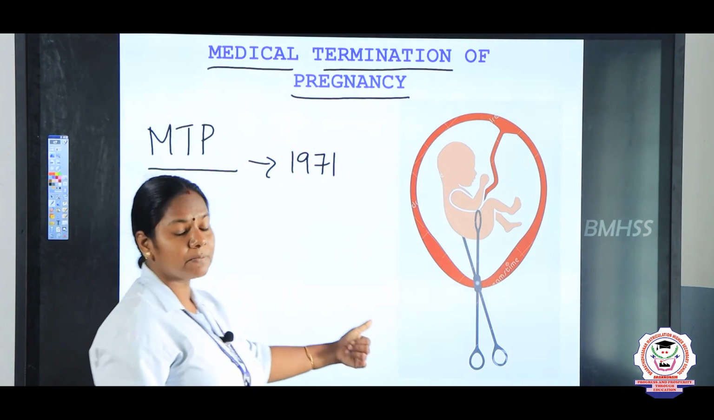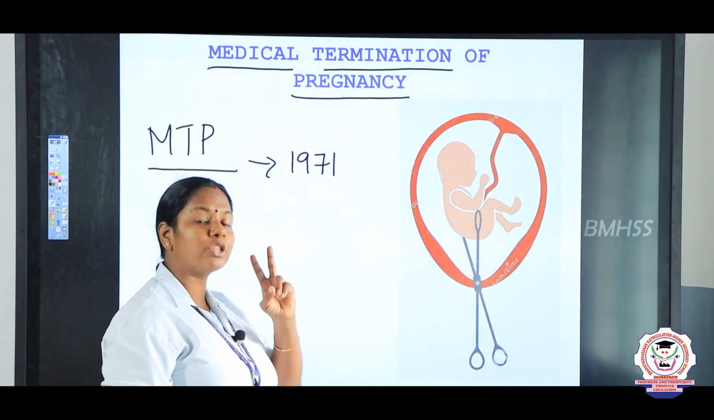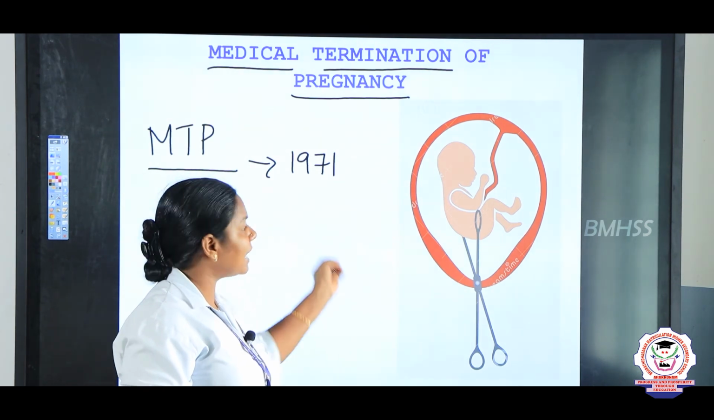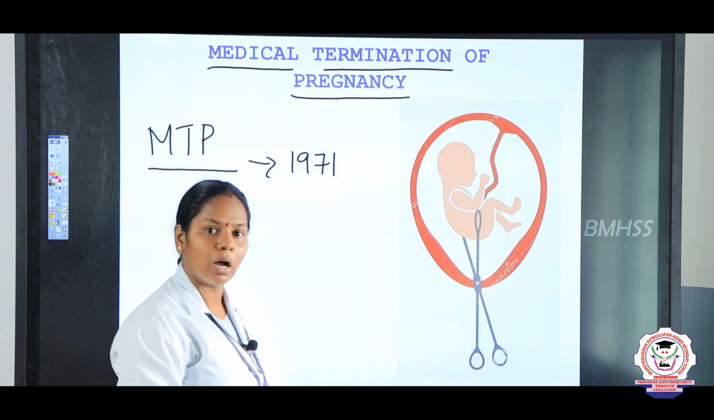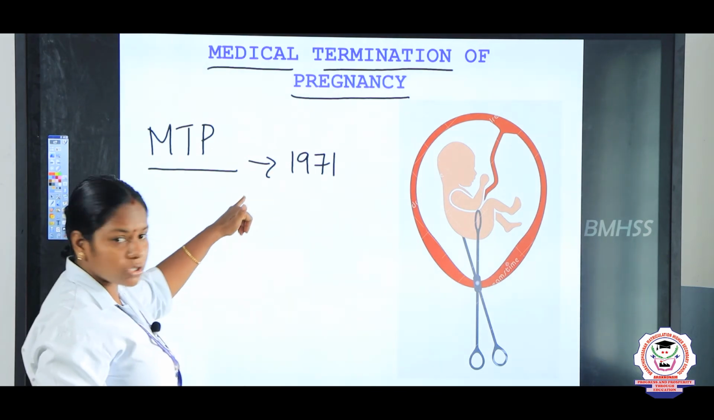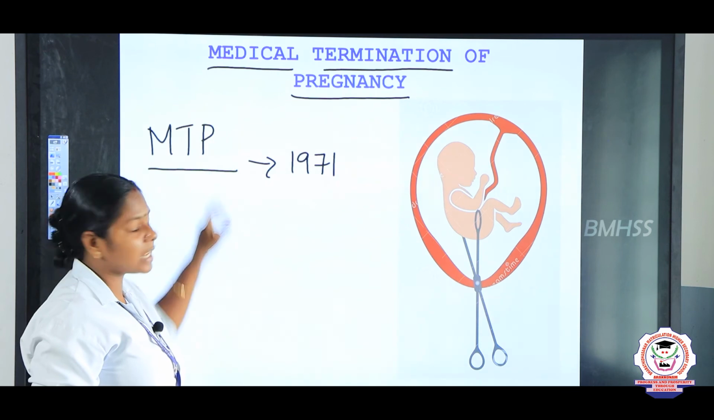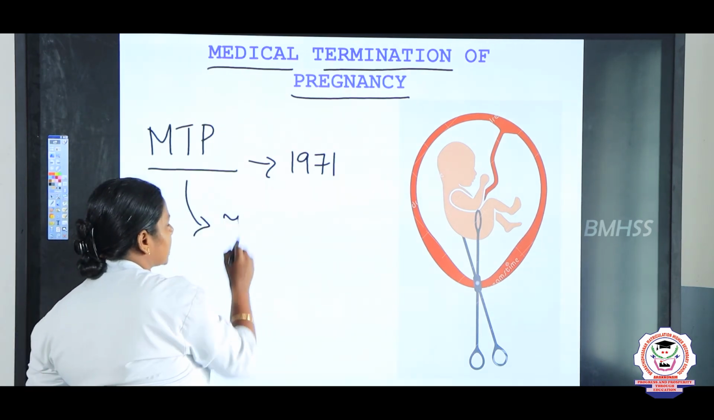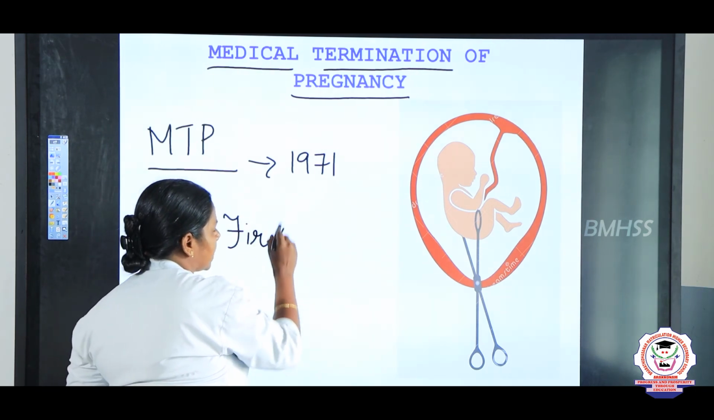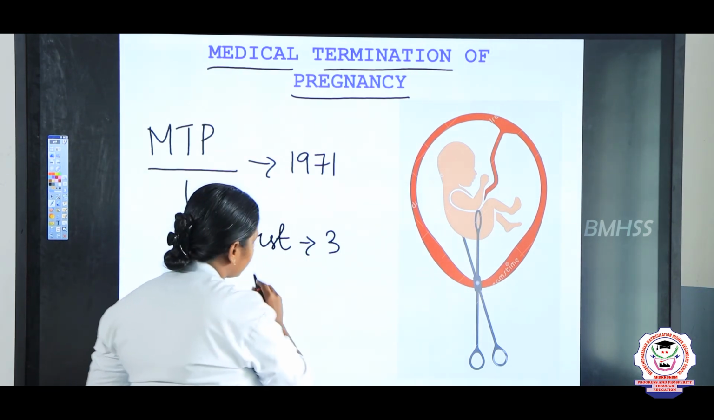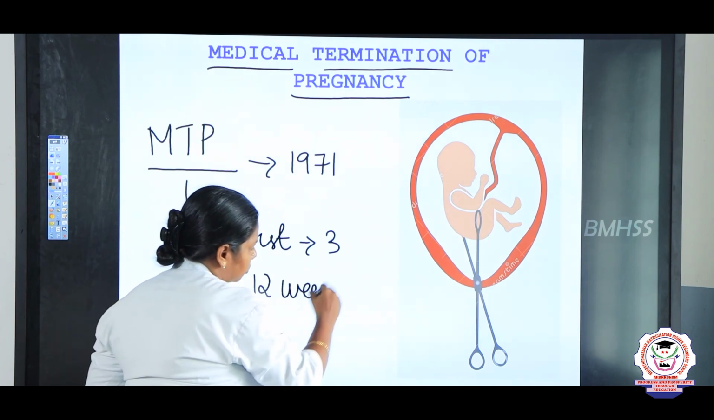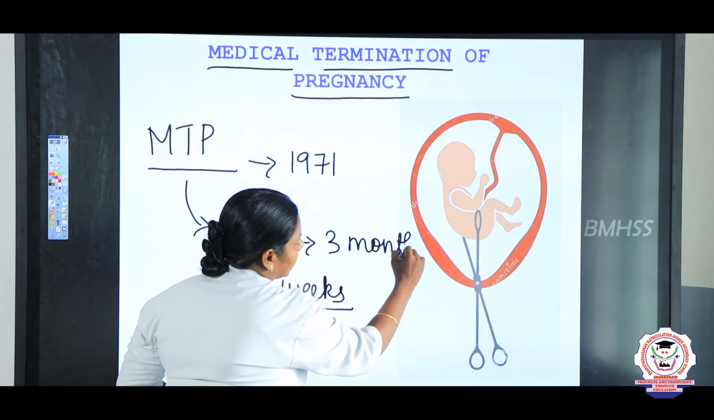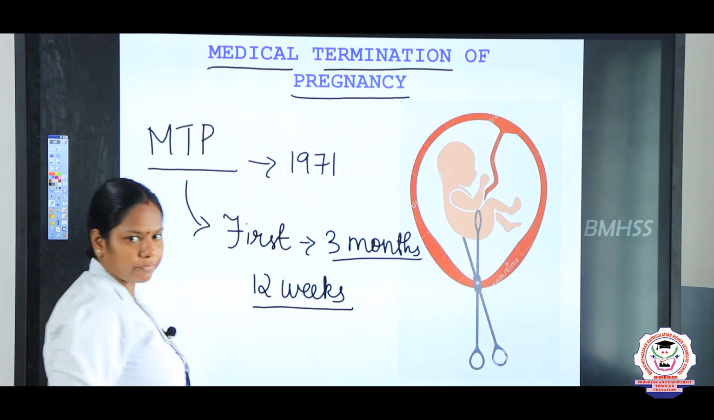In 1971, MTP was legalized, right? With two conditions: no sex determination, and after determining the sex, MTP is not allowed. So it is a one mark question: when did India legalize MTP? And this MTP is safe only during the first trimester. What do you mean by first trimester, children? The first 3 months, 12 weeks. Within the first 3 months only, MTP is safe.